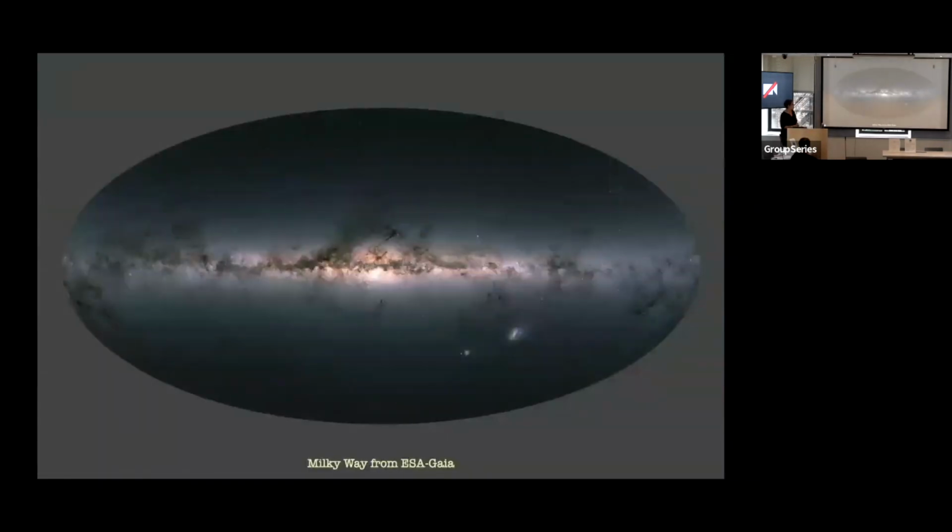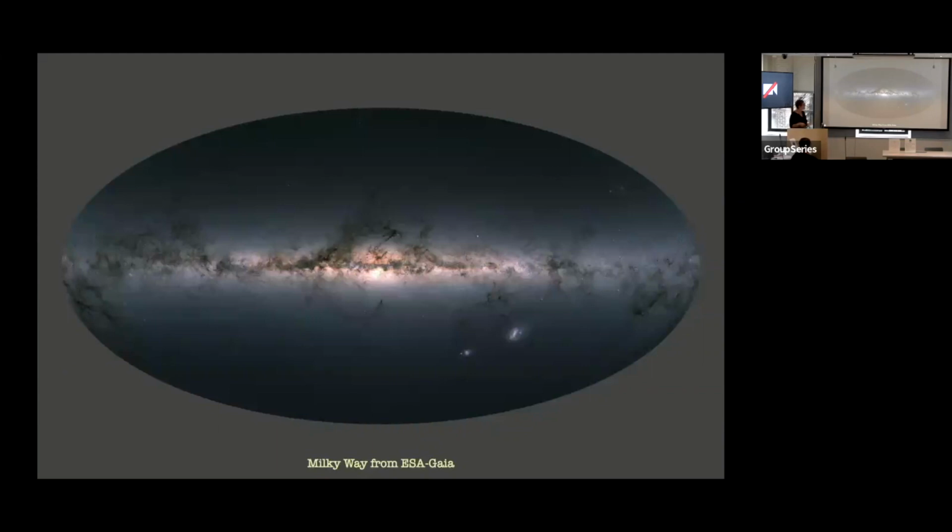So now I'll go to the Milky Way itself. Probably most of you have seen this just gorgeous picture of the Milky Way from Gaia. Maybe we're going to get an even better picture in 2 weeks. Actually, whenever Gaia shows up, they say it's not a picture, it's a histogram. Yeah. Which is amazing, right?